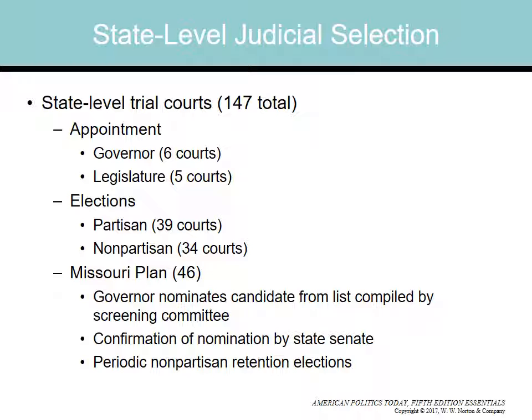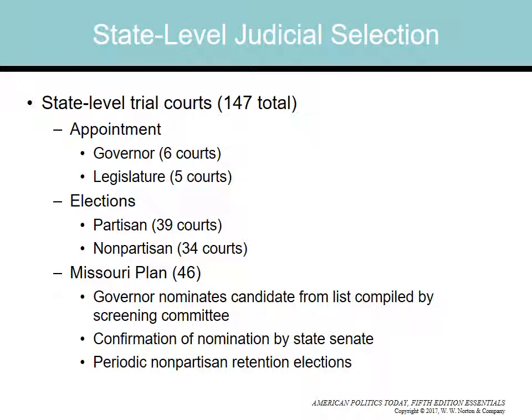There's controversy over judicial elections. Some people desire the responsiveness that's associated with elections, while others are concerned about conflicts of interest and intergroup involvement. Of 147 state-level trial courts, governors appoint to 6, the legislature appoints to 5, 39 of them are decided by partisan election, 34 by nonpartisan election, and 46 of them through the Missouri Plan.